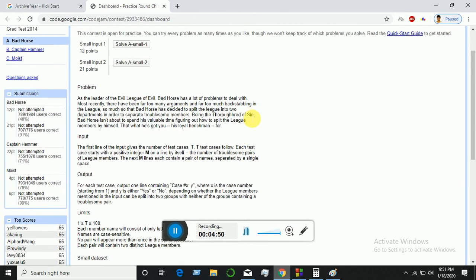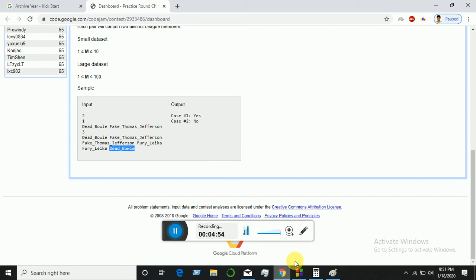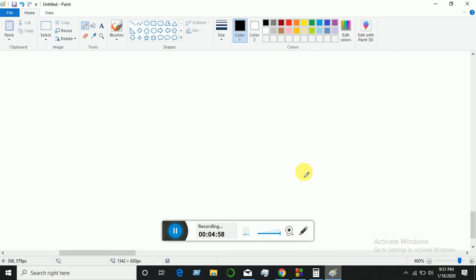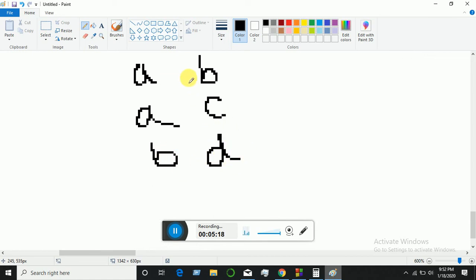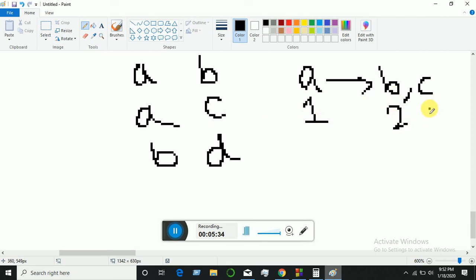So this problem can easily be solved by DFS, depth first search, right? Let's discuss how I solve this problem. Suppose A and B are given, A and C are given, and B and D are given. Then A is connected with B and C. If we give A the value 1, then we must give B and C the value 2. And as B already has the value 2, we must give D the value 1, right?